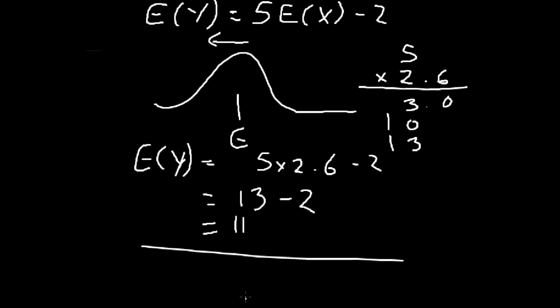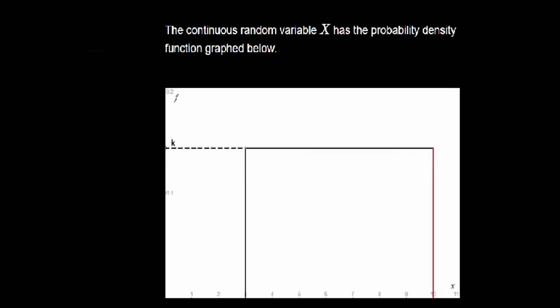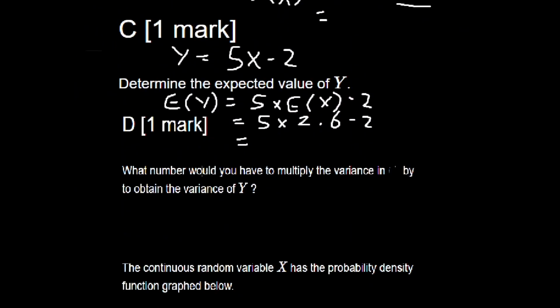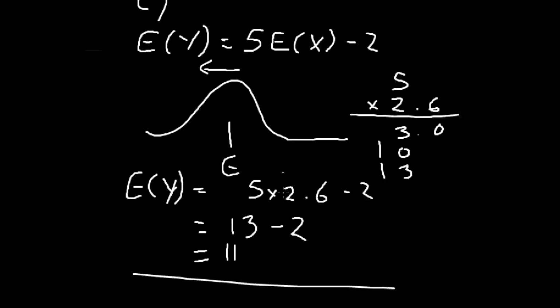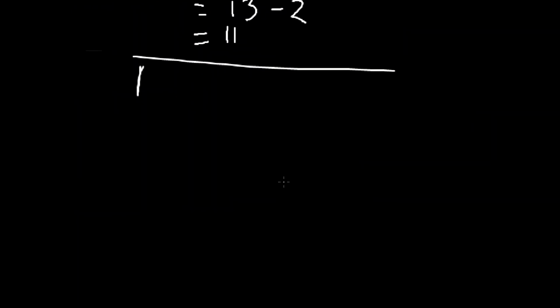Okay, so now let's go up to part D. Yes, there's quite a few here. So what would the number have to multiply to obtain the variance? What number would you have to multiply to obtain the variance of y? So basically, for part D, what is the variance of y?